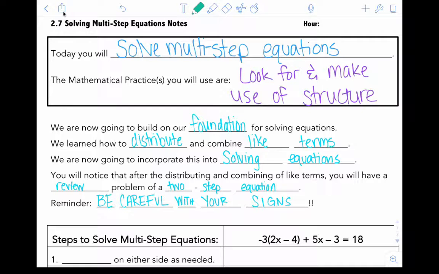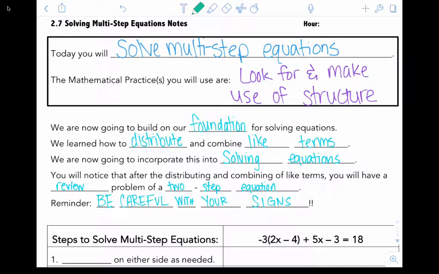For section 2.7, we are going to solve multi-step equations. The math practice that we're going to use is look for and make use of structure. We have used this math practice a lot lately, but that's because we're working a lot with equations, and equations are a math structure, and so we use that structure in order to solve them.